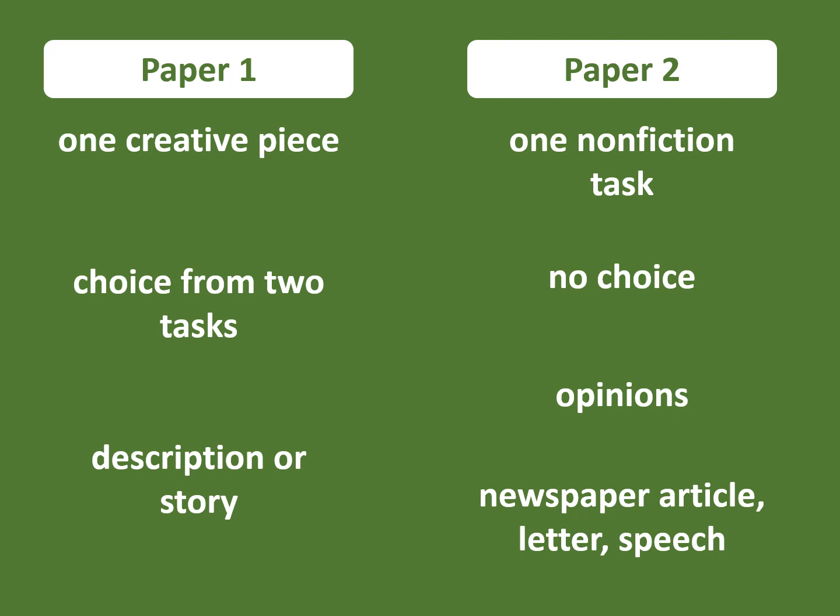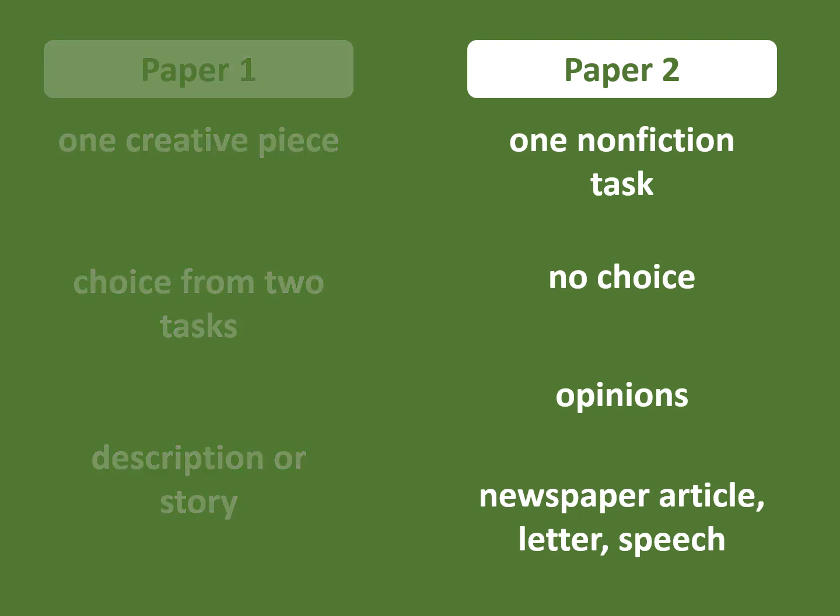So let's just briefly remind ourselves how this is different from the paper 1 writing. So it's one non-fiction task. There's no choice in this paper, there's only one question to do. It'll be about opinions on something, a topic which usually relates to the section A. And you'll be asked to write a newspaper article, a letter, a speech, an online article, something like that.